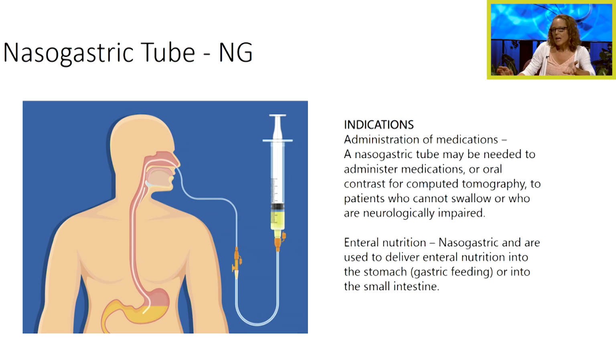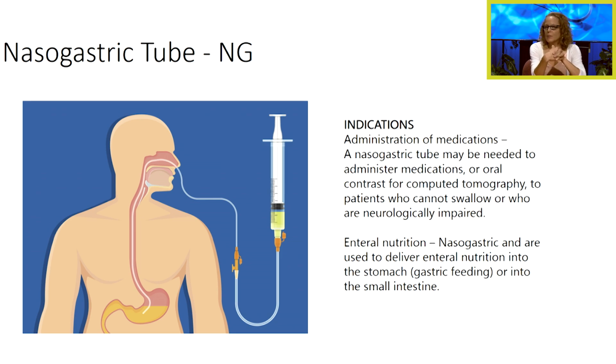We might use an NG tube while the patient's in the hospital to give them medications or to give them oral contrast for a CT. We might, again, use this for enteral nutrition if we have to deliver food via gastric feeding into the small intestine.